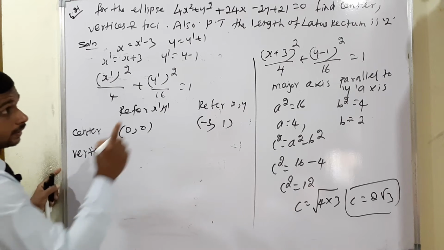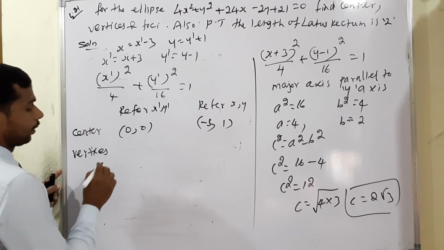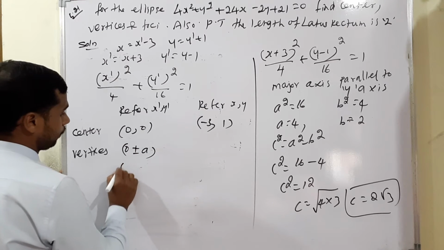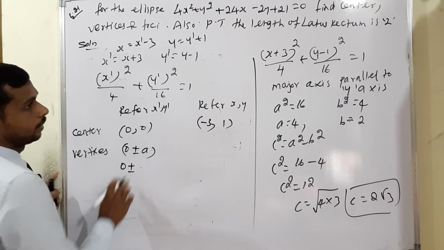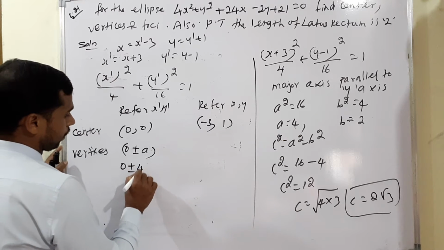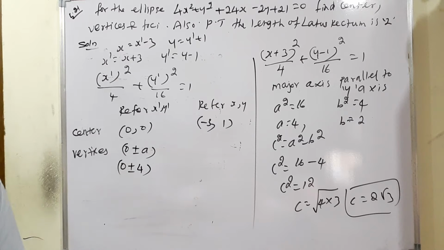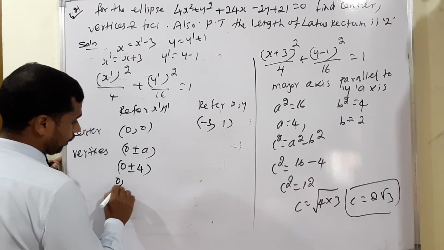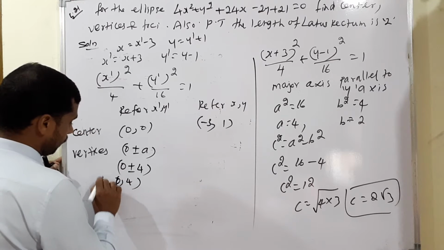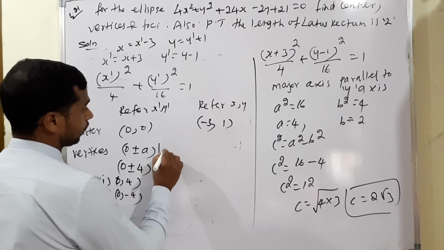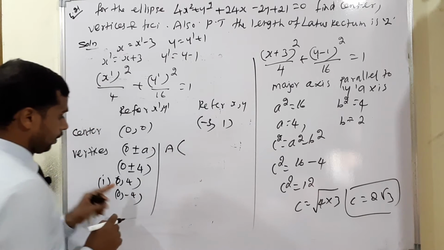So along with the y-axis, parallel to the y-axis, therefore we can write it as 0 plus or minus a. 0 plus or minus a is equal to what? The value is 4, isn't it? So 0 plus or minus 4 means the first coordinate is 0 comma positive 4, and the second one is 0 comma minus 4. So for the vertices, we already know a means 0 comma 4.